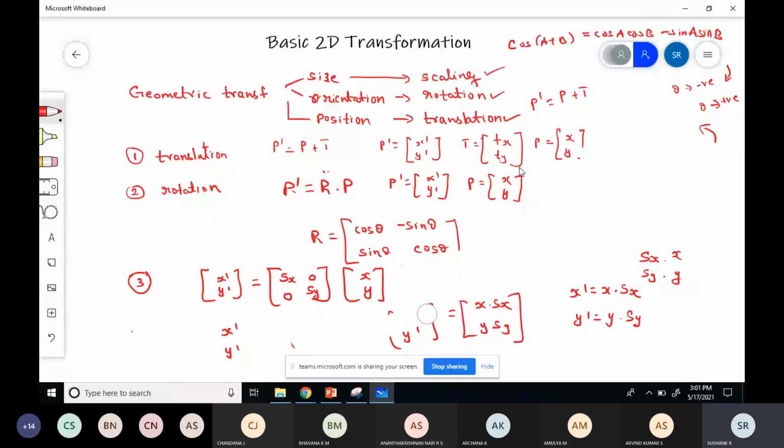This is the scaling equation. You are multiplying a value with something.